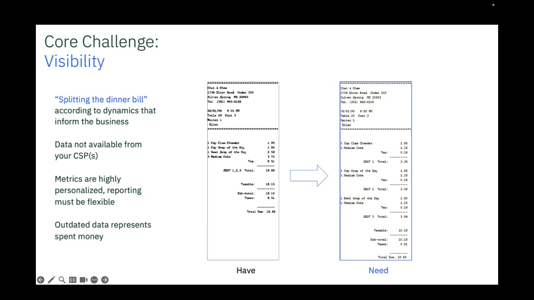These metrics are going to be highly personalized, but this is also outdated data, right? This money has been spent. The soup and the soda was eaten and drank. So this is all after-the-fact data. What we need is to get this much closer to real time to be able to do things correctly.